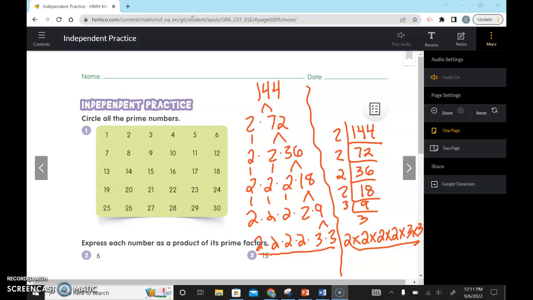So that is how you express a number as a product of its prime factors. Please let me know if you have any questions about this concept, and hopefully this video makes this concept a little clearer for you.